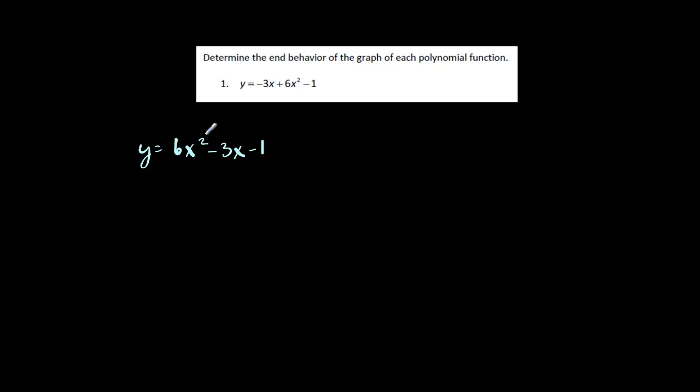zoom in on or focus in on here, and that would be the fact that this is an even function and the fact that the leading coefficient is positive. Whenever you have a positive leading coefficient with an even function, it doesn't matter what degree it is, the ends are going to both be pointing up. So when we write our limit, the limit as x approaches positive or negative infinity is going to be positive infinity.